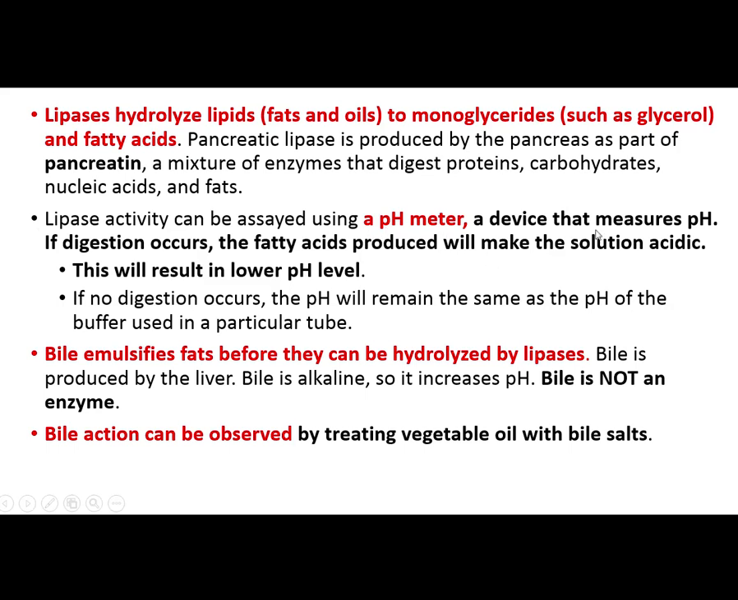And the activity of lipases can be assayed using a pH meter. This is simply a device that allows you to measure pH. So if there is a production of fatty acids as a result of fat hydrolysis or oil hydrolysis, you're going to have an acidic solution. That will have a lower pH than the one you started with, and the pH meter can detect that. If there is no digestion, the pH will remain the same as what you started with.